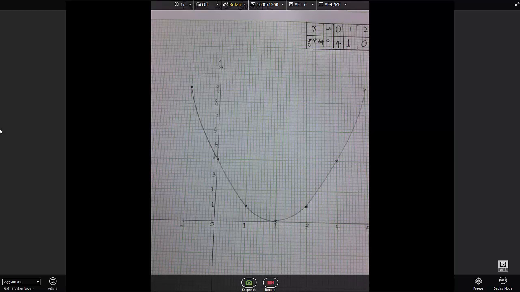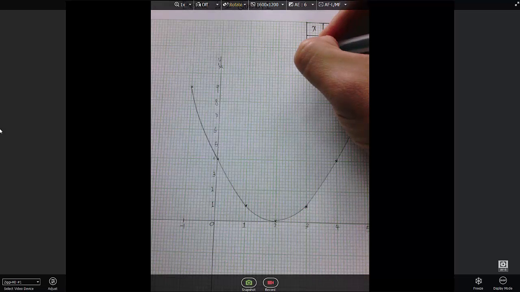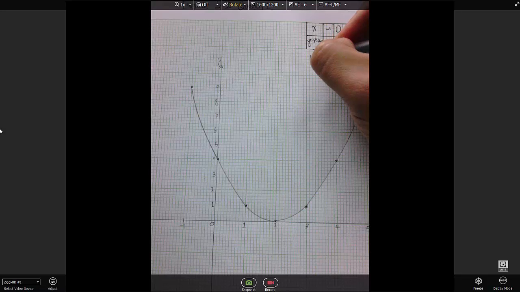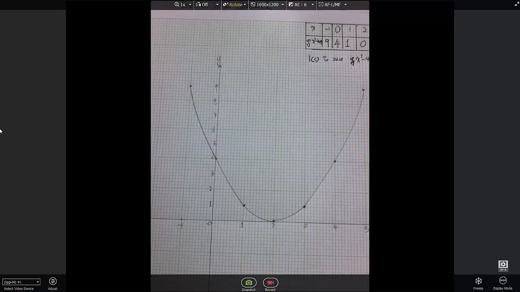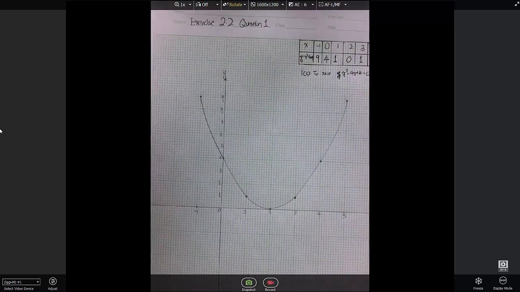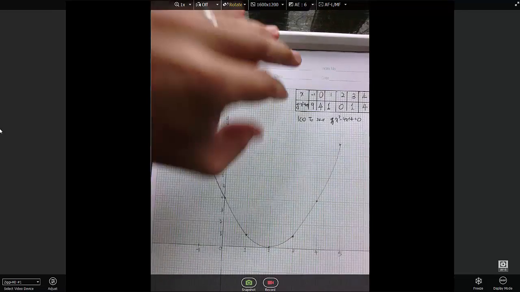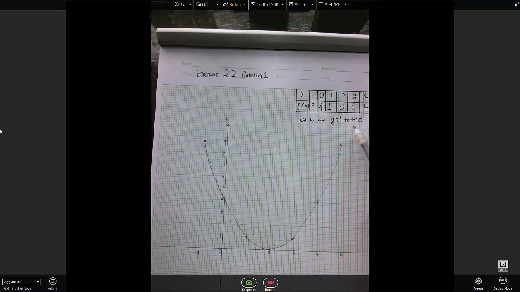And last part, they ask us to use your graph to solve the equation x squared minus 4x plus 4 equals 0. Notice that my original equation, now I label here 1c, 1b is drawn. So 1c, to solve x squared minus 4x plus 4 equals 0. Let me shift the eye pivot up a bit.